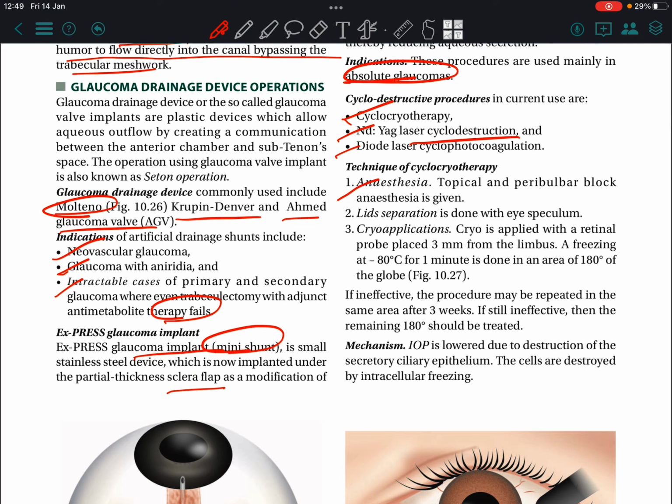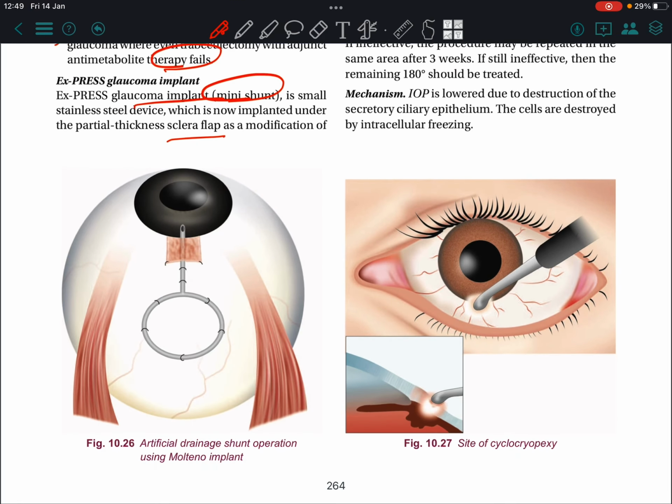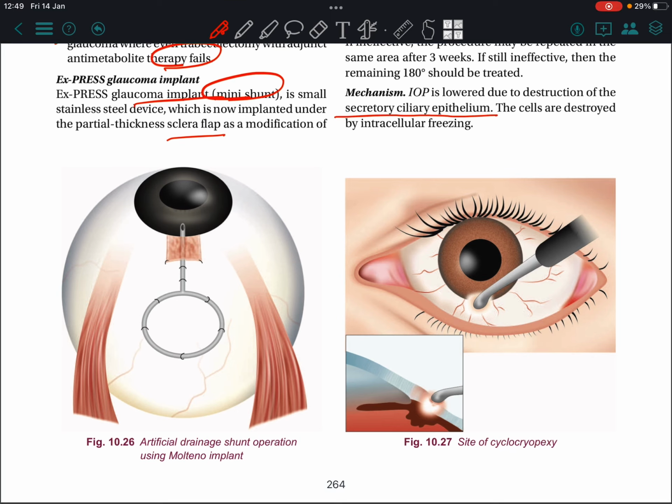Anesthesia: topical and peribulbar block anesthesia is given. Lid separation is done with an eye speculum. Cryo application: cryo is applied with a retinal probe placed 3 mm from the limbus. Freezing at minus 80 degrees. Mechanism: IOP is lowered due to destruction of secretory ciliary epithelium. The cells are destroyed by intracellular freezing. Site of cyclocryopexy: artificial drainage shunt operation using Molteno implant.